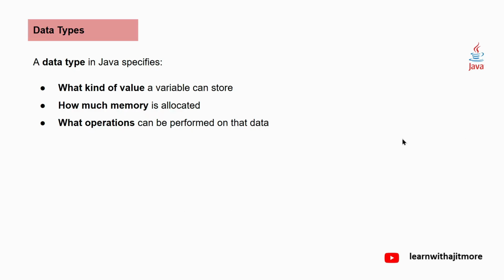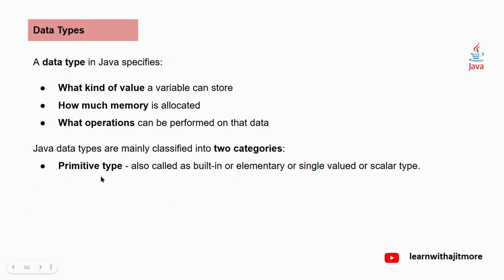Okay, we will do the differentiation between primitive and non-primitive because that is also a favorite topic. Java data types are mainly classified into two categories. I told you, primitive type, also called built-in. You call it built-in type because it comes directly, already provided by the language designer.